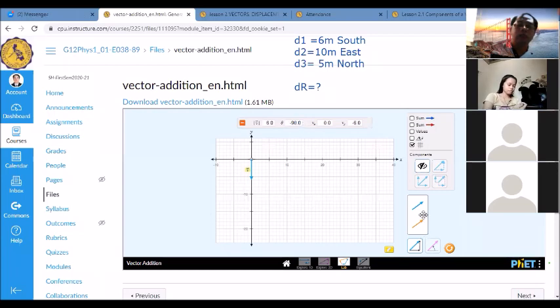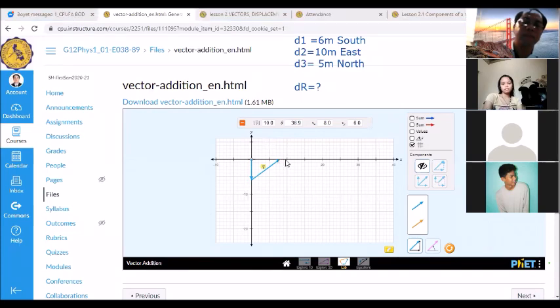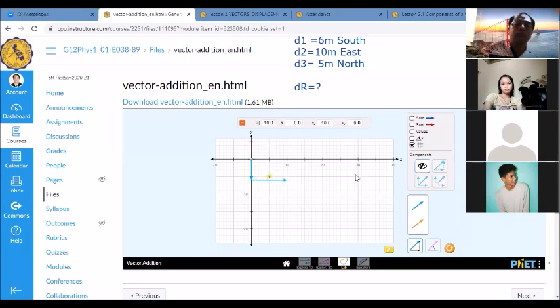We drag another vector and put it at the tip of our previous one, and measure your 10. So that's our 10. It is indicated by this value. It goes east, so therefore it's 0 degrees. So 0 degrees and east are the same. South is negative 90 or 270 degrees.